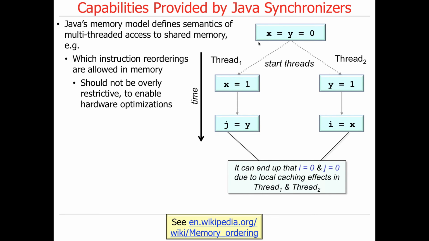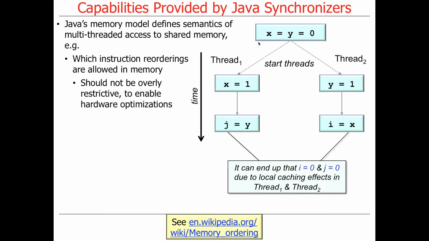As a result, if you take a look at this simple program here, if you don't put synchronizers in your code, it can end up that after running these two threads of control, thread 1 and thread 2, that share the state x and y, which both start out with the value 0, it could turn out that after executing both threads, i equals 0 and j equals 0, even though it doesn't seem like it should be that way. So we start out with x and y at 0. Thread 1 sets x to 1, and then sets j equal to the value of y. Thread 2 sets y equal to 1, and then sets i equal to the value of x.